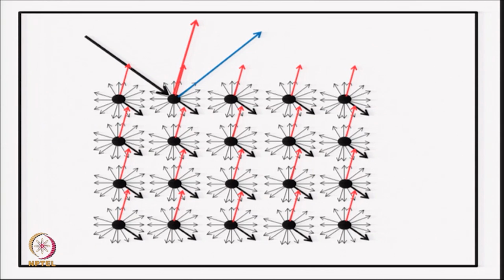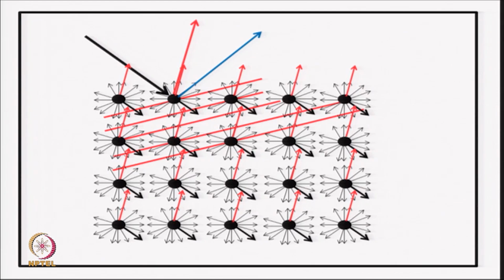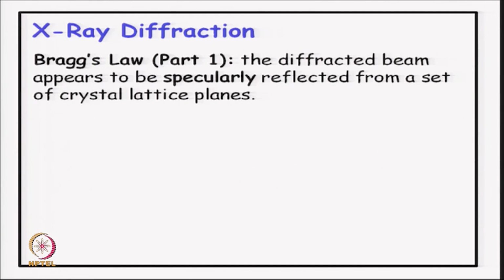So, I remove the blue planes now and draw a new set of planes, the red planes, from which again the incident beam and the red diffracted beam make equal angles. So, they appear to be reflected. This is the claim of Bragg's law, that for every diffracted beam I can always find a set of crystal lattice planes from which the diffracted beam appears to be reflected. So, this is the first part, appears to be specularly reflected.